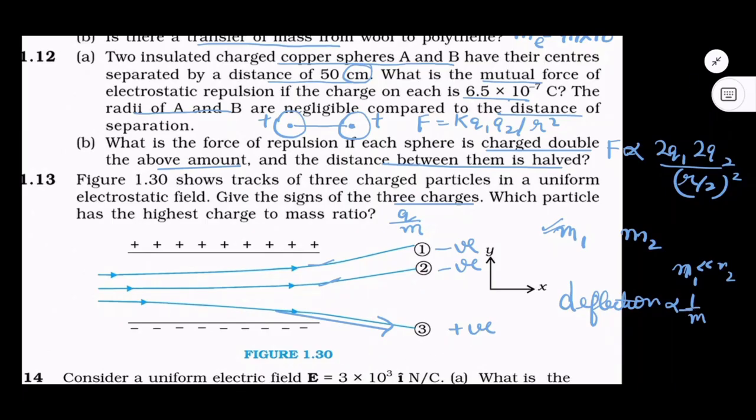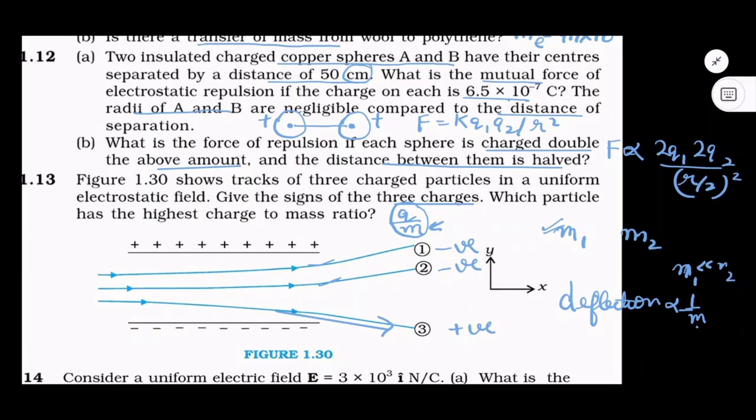So now the third charge is most deflected, which means it has a higher charge to mass ratio. Since if we see the expression for charge to mass ratio, again the mass is at the denominator side. So this could be one of the explanations, right?